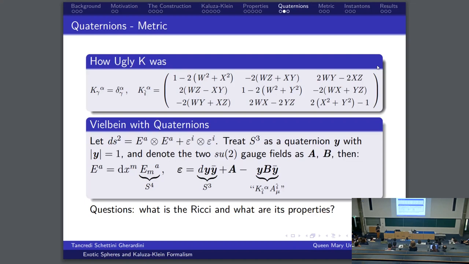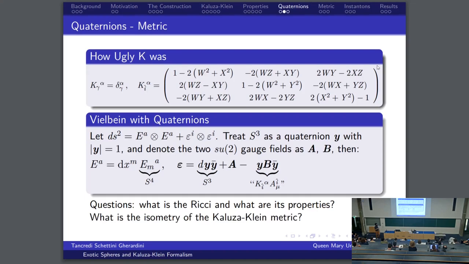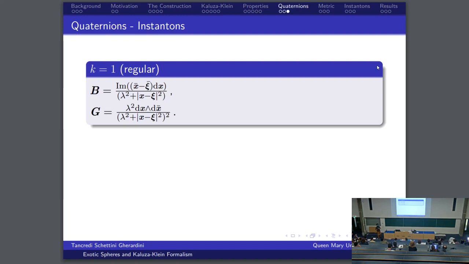Now, some questions which are natural to ask are, first of all, once you have this Weyl, can you calculate the Ricci, and can you get some properties out of it? And then also, what about the isometries? But before answering those, I'll show you also how the instanton side of things gets simpler. So the first one, B, is the gauge field of the usual K equals 1 instanton, in irregular gauge. And this is the field strength. So you see that there is another nice compact form of writing them with quaternionic valued objects.